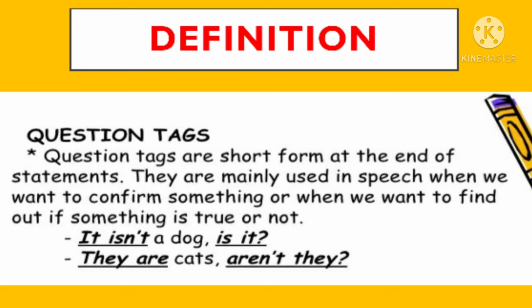Here I have given a few examples. It isn't a dog, but still you are asking, is it? It is for confirmation. They are cats, aren't they? So you want it for confirmation, or to know whether whatever you are thinking is true or not. For that we use question tags.